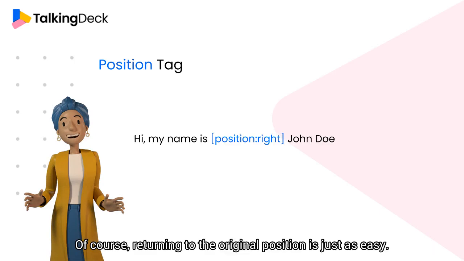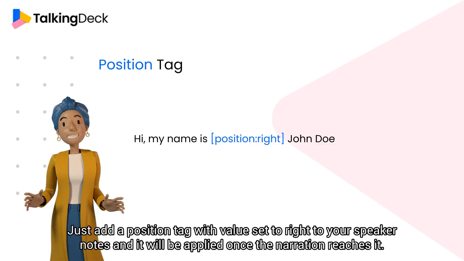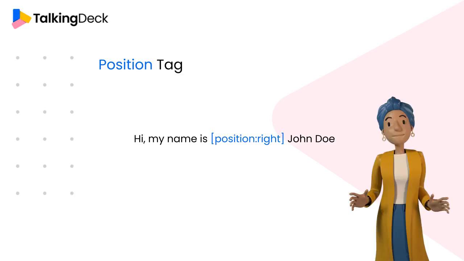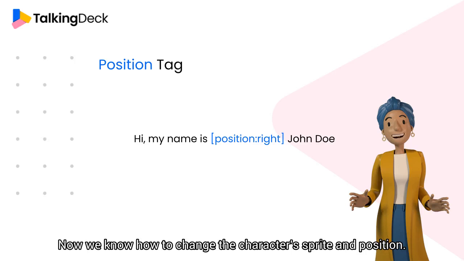Of course, returning to the original position is just as easy. Just add a position tag with value set to right to your speaker notes and it will be applied once the narration reaches it. I will move back now. Great. Now we know how to change the character's sprite and position.